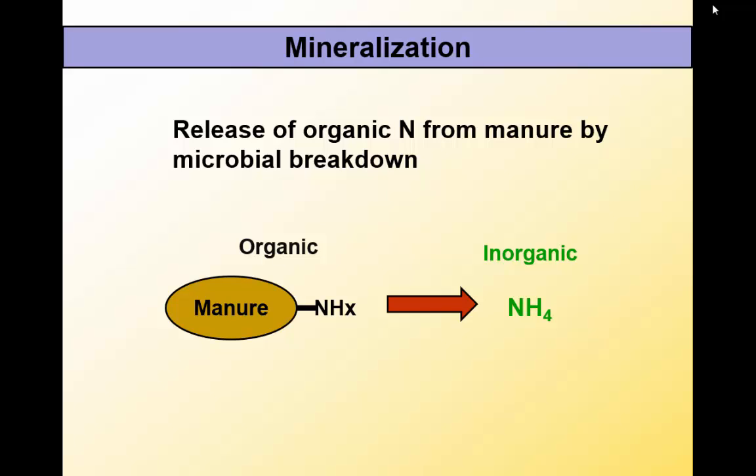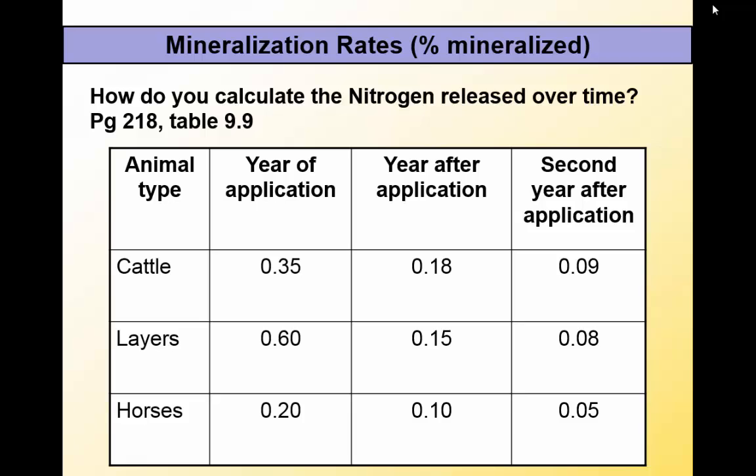So the release of the organic nitrogen from manure is by microbial breakdown, the release to inorganic forms. And they have tables and calculations for this. And again, like everything else, they're as accurate as we can make them. And they do it over several years. So here's just an example of the table: cattle, layers, and horses. And this is the percent release, not remaining.